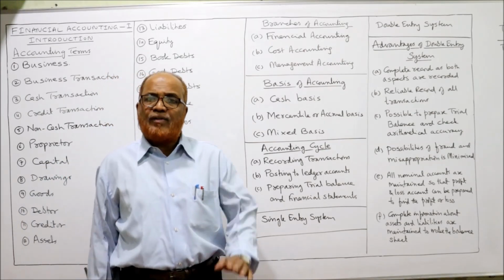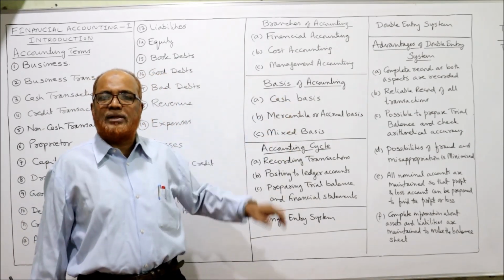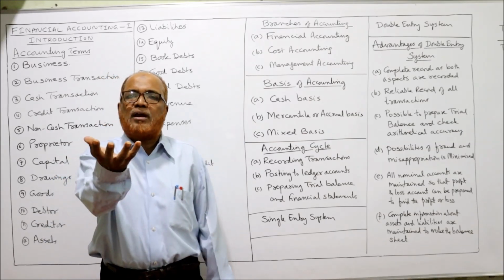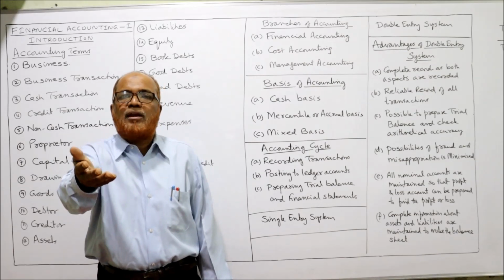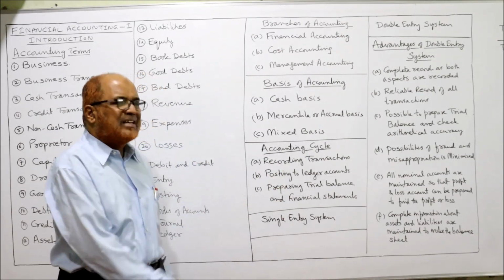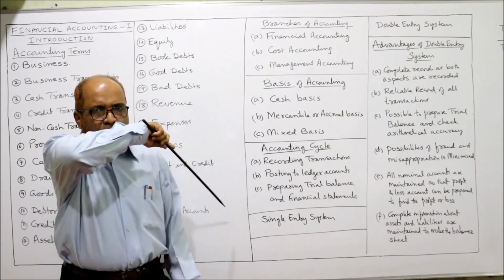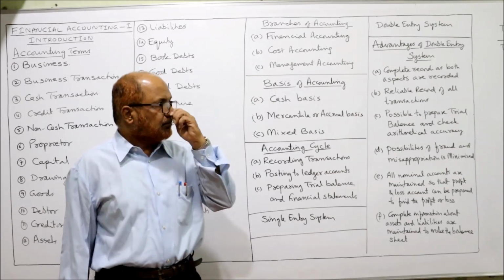Mixed basis. One more system is the mixed basis. This is a mixture of cash system and accrual system, in which incomes will be recorded on the basis of cash, whereas expenditure will be recorded on the basis of accrual system. This is called mixed basis. Very few organizations will follow this mixed basis because it's a very conservative basis.